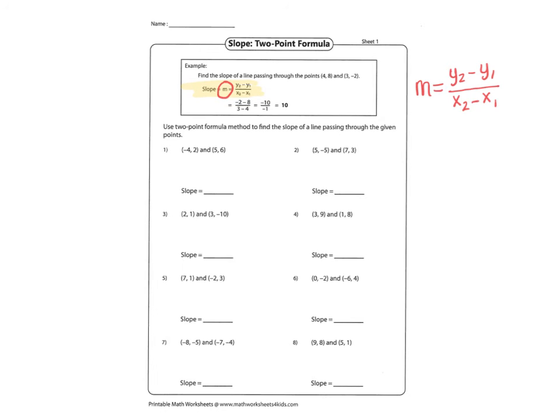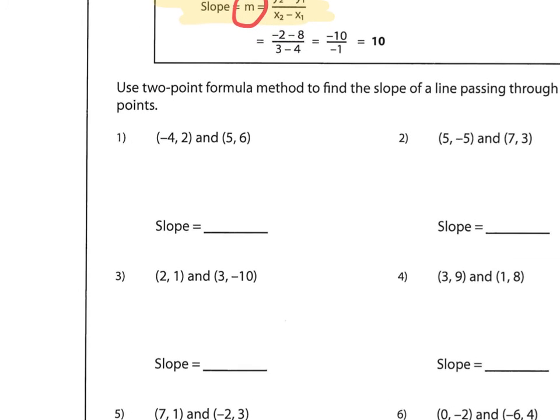So let's get started, and I'll show you a couple of examples, and then maybe that will make a little more sense. Let's look at example 1. I'm going to write the formula down. Remember, your y's always go on top, not your x's. A lot of kids confuse that because they think the x should come first, and it does in the ordered pair, but not on the slope formula.